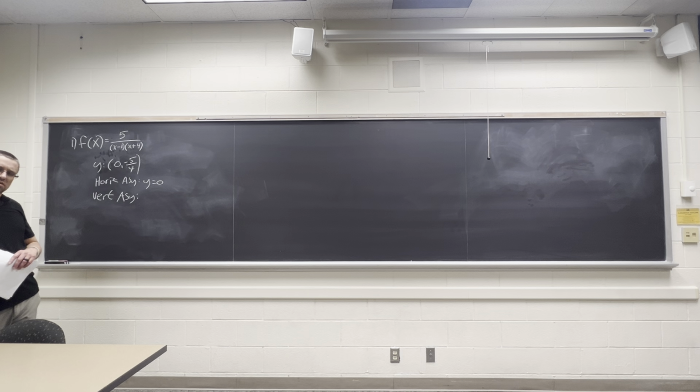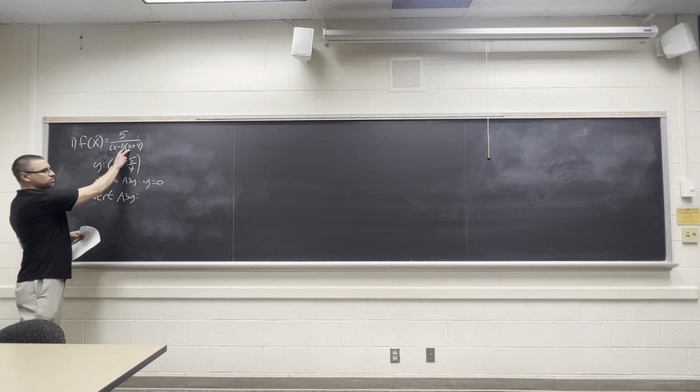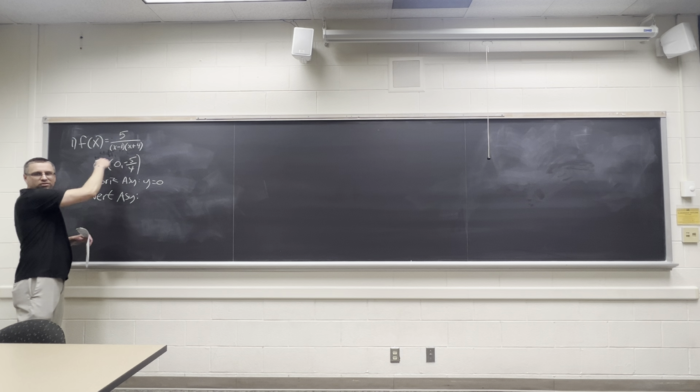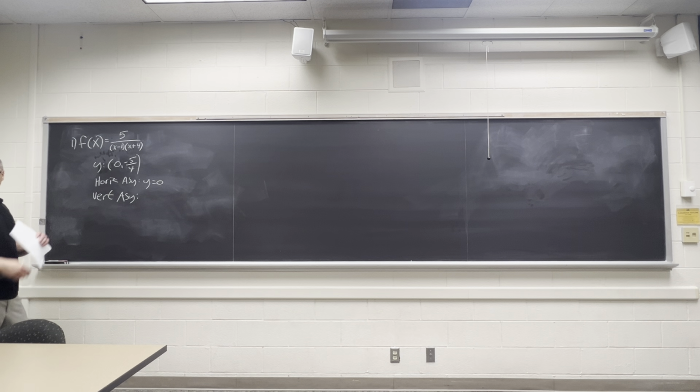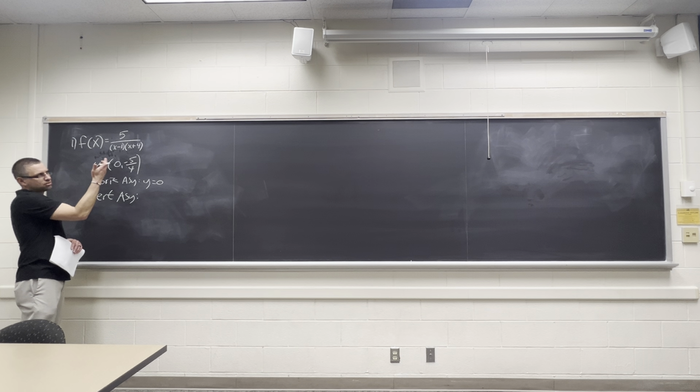And vertical is where you blow up, so it's where you're undefined, just looking at it. You're multiplying two things in the bottom, so if either one of the factors is 0, the whole thing is going to be 0. You could expand it out, but just look at it. What values of x make the bottom 0? It's 1 and negative 4.